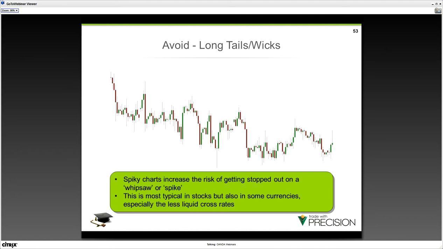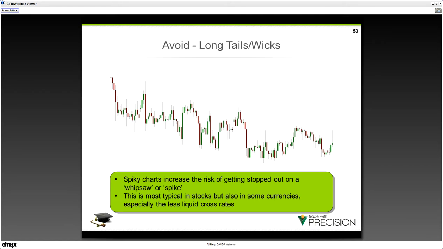So again, these charts are typical of less liquidity and mostly in those cross pairs that have wider spreads. So don't get whipsawed on these types of charts. I just move on and look for something else to trade that provides you a better setup.